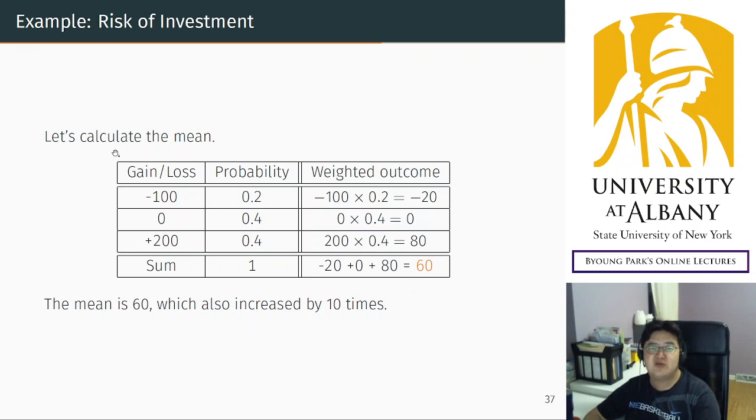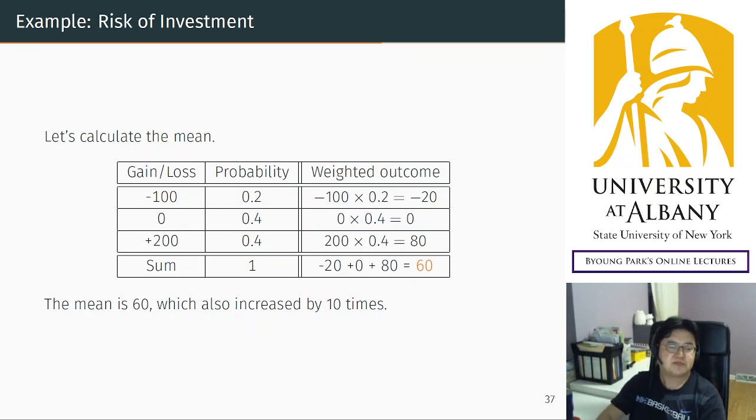Again, the first thing you have to do is to calculate the mean. So it's exactly what we did earlier. Now the mean is 60, because in the original example the mean was $6. But because you increase the scale by 10 times, now the mean increases by 10 times too. So multiplying by 10 is another linear transformation. Multiplying something or adding something is a kind of linear transformation.